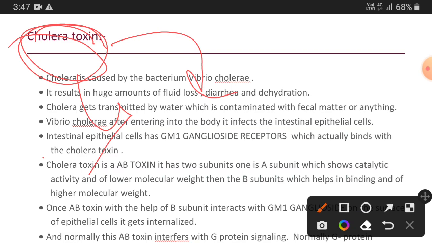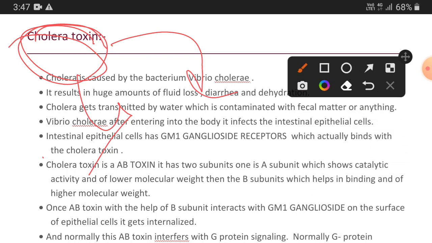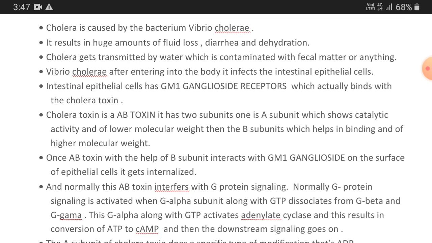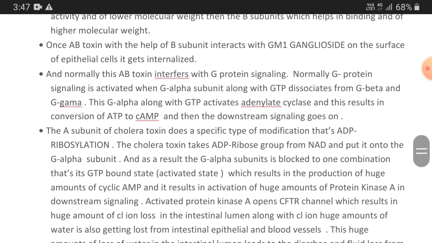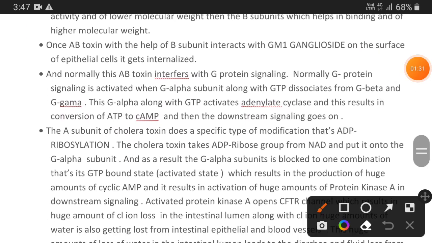interact with intestinal epithelial cells, because remember, in intestinal epithelial cells there is a presence of a receptor called GM1 ganglioside. So with the GM1 ganglioside the cholera toxin is going to interact, and as a result the above mentioned symptoms occur.